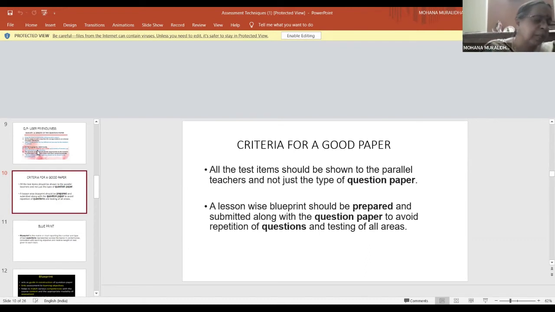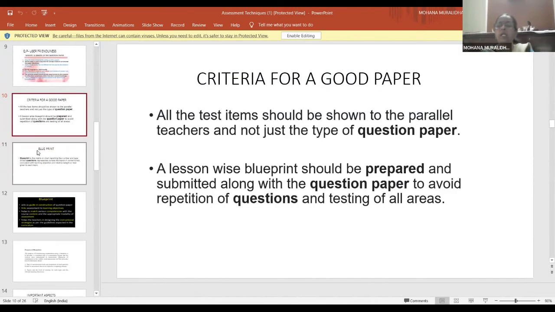If it is going to involve perimeter, perimeter should be there. If it is going to involve area, area should be there. If it is going to involve cost, cost should be there. So all the criteria should be tested. All the items should be shown to the parallel teachers and not just a type of paper. A lesson-wise blueprint has to be prepared and submitted along with the question paper to avoid repetition. Now, what is this blueprint? We will see.